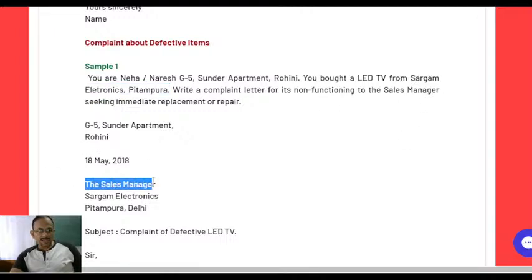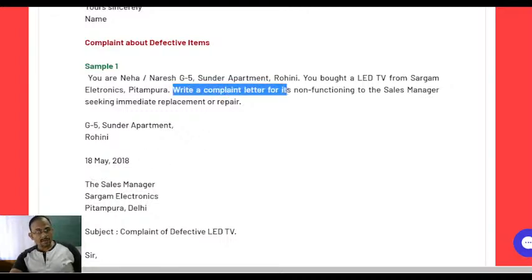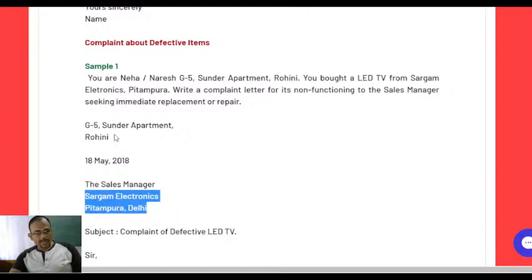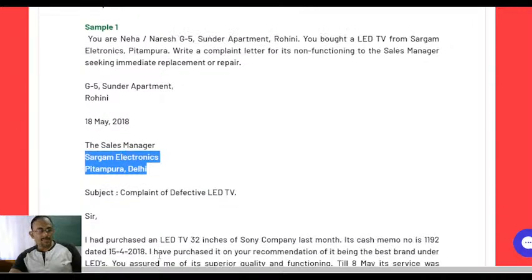So this will come here: the sales manager, because we are writing to the sales manager, right? Sometimes it is not written whom you are writing to, but you have to assume that it goes to the sales manager. For any kind of complaint regarding a business letter, please do write the designation of the sales manager. Then Sargam Electronics, Pitampura, Delhi is the address of the receiver, right? So please do remember this format.